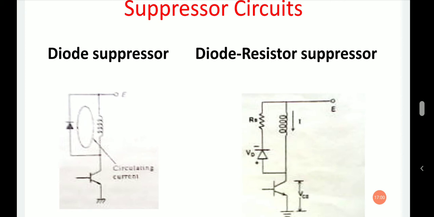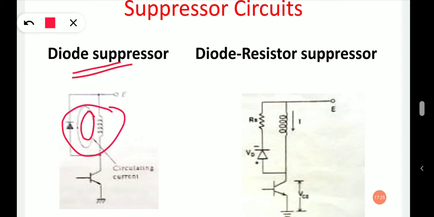This method is very simple, but a drawback is that the circulating current lasts for a considerable length of time, and it produces a braking torque. So in this diode suppressor, the diode is kept in parallel with the winding, and here the circulating current is shown.